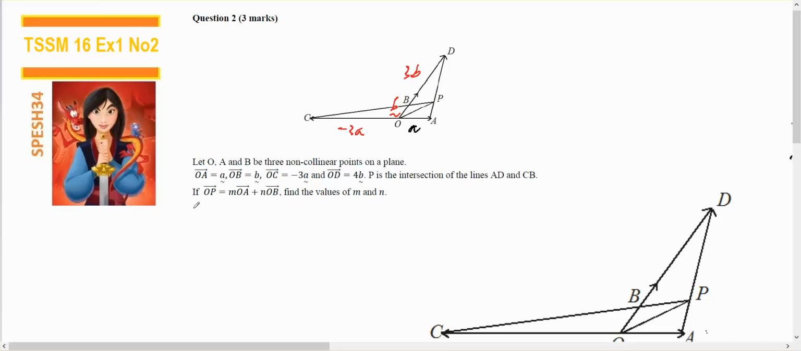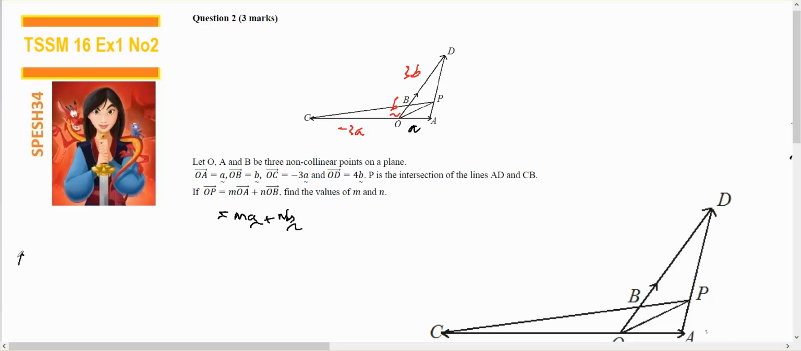Now the question is asking me to find out what OP is in terms of A plus B. Therefore find what M and N are. So I will need to write OP in two different routes. I'd like to go from O to P via C, and then also O to P via D, and then equate bits together.